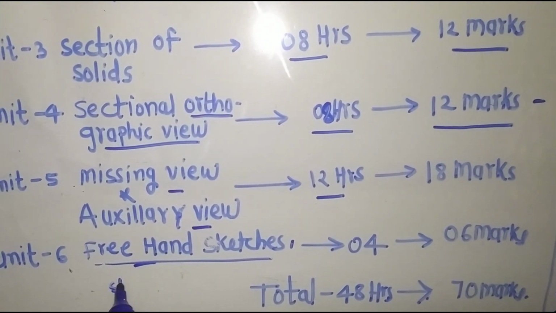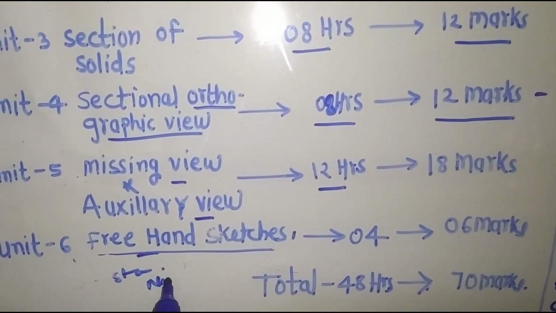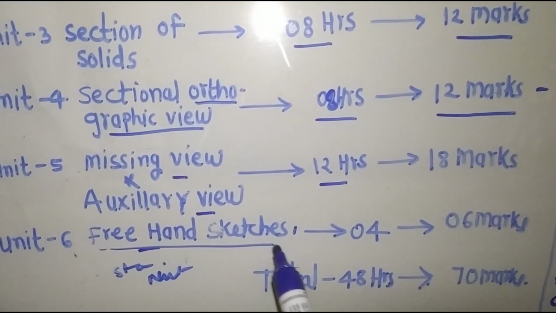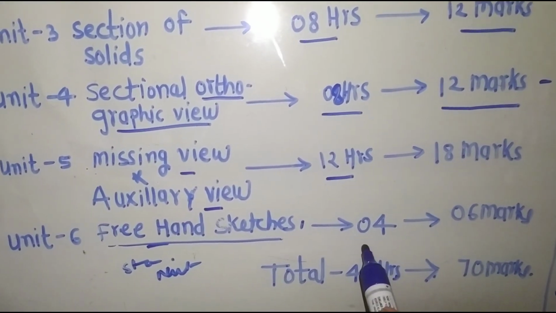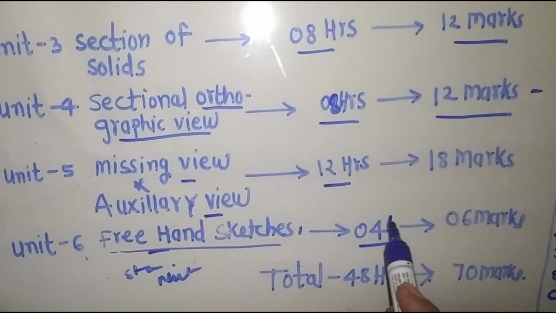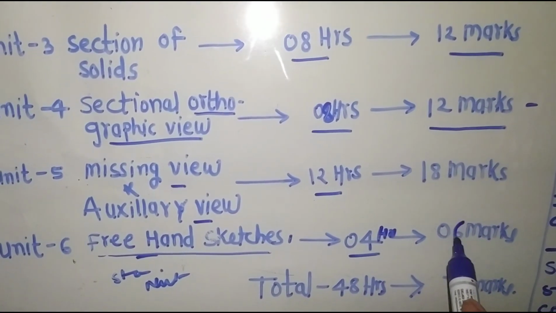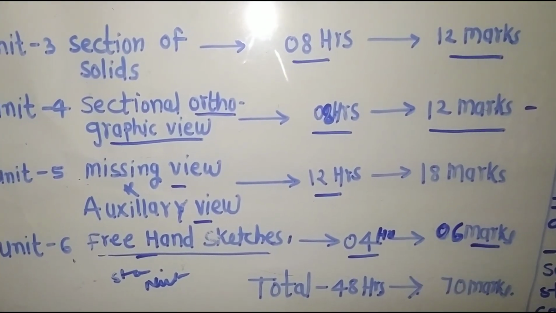Now for the freehand sketches, that is the standard mechanical components. That is what I am saying: standard mechanical components, nut, bolt, rivets, couplings and keys that are standard. They are given 4 hours for that, and 6 marks have been allotted for that.